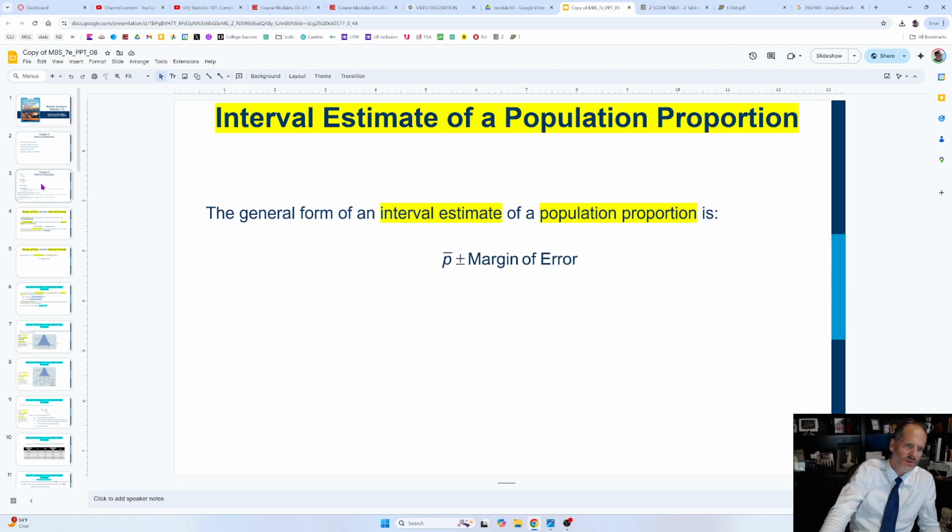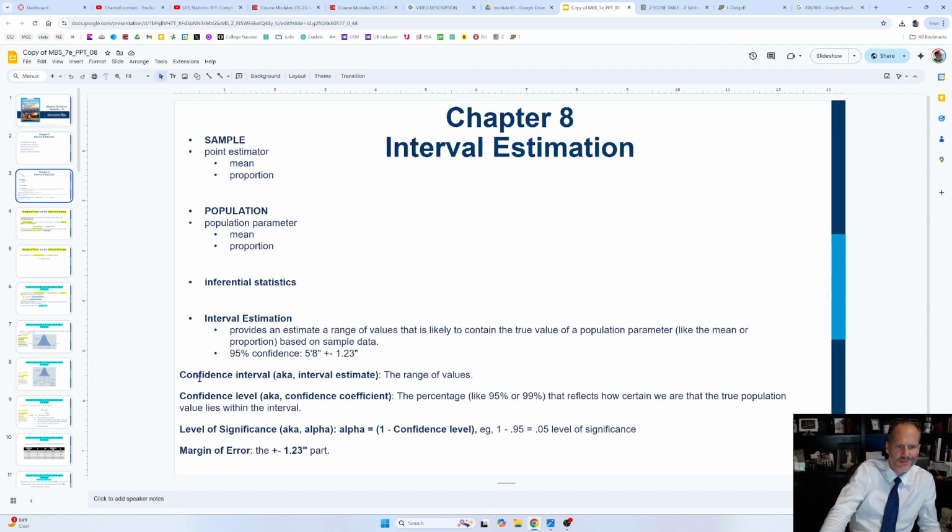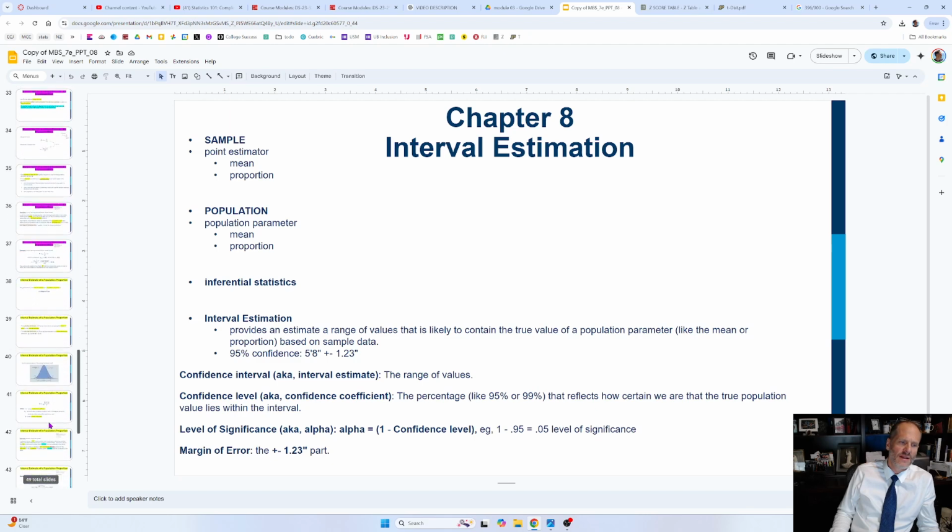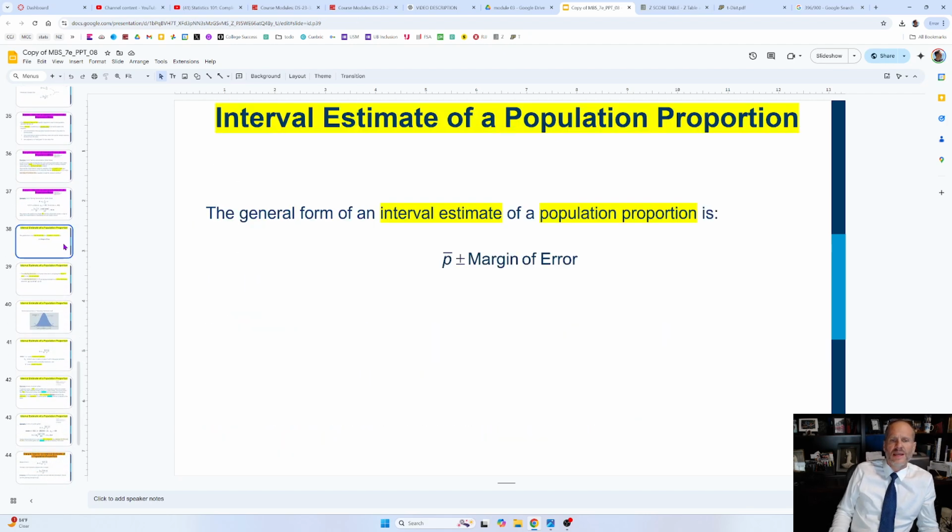And so here is that terminology again. An interval estimate, or confidence interval, is the range of values. The confidence interval is the interval estimate, aka the range of values. The confidence level, aka the confidence coefficient, is what kind of confidence do we have? 95% confidence, 99% confidence. And then the margin of error is the plus or minus some amount part. So that's what we're going to see in this video: what's the general form of an interval estimate of a population proportion. It's going to be the sample proportion plus or minus some margin of error.